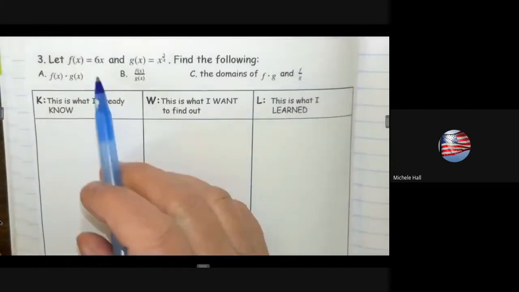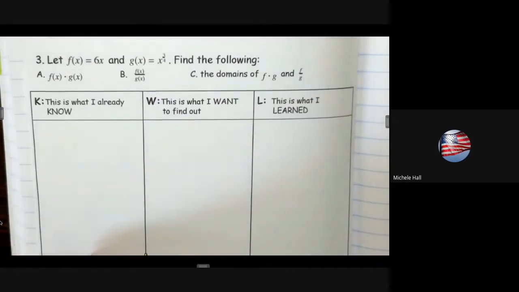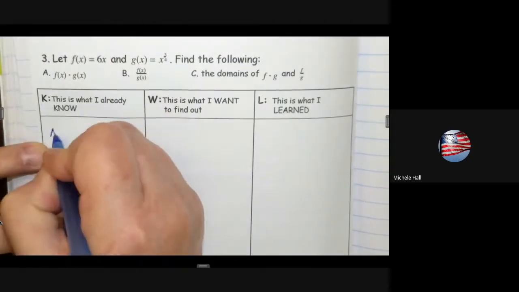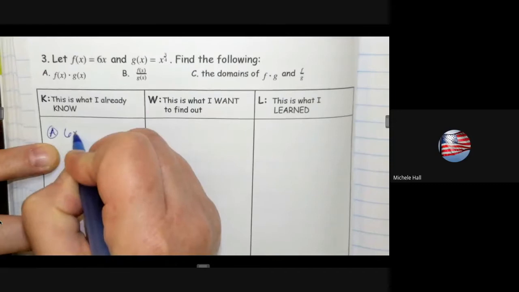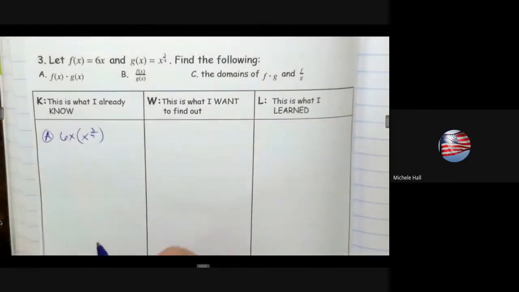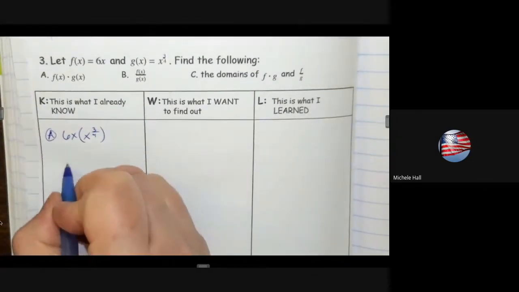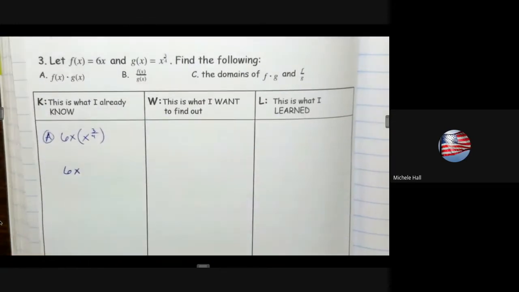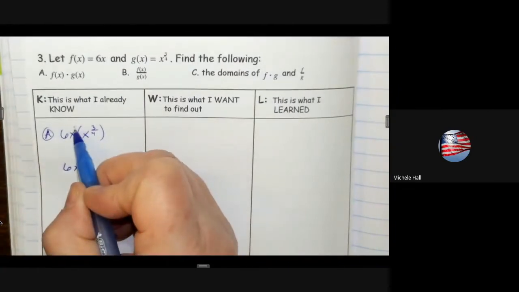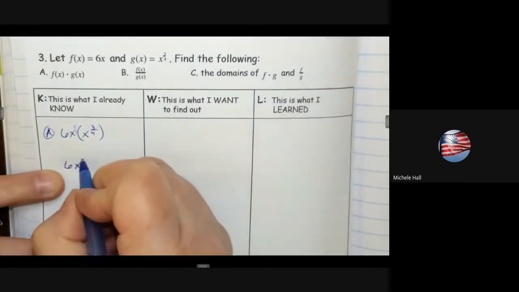F of x equals 6x, g of x equals x to the 3/4. Find the following. We're multiplying them together. 6x times x to the 3/4. How do we multiply variables? We add their exponents. This will be 6x to what power? We're adding exponents. So we have 4/4 for 1. So 4/4 plus 3/4 is 7/4.